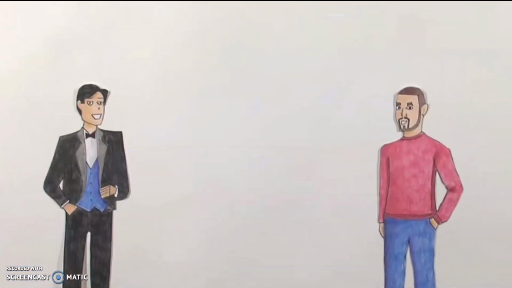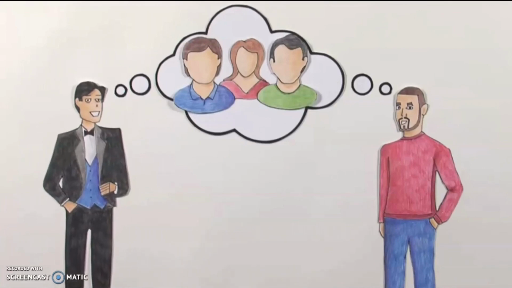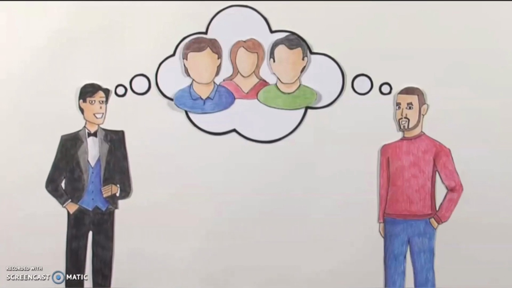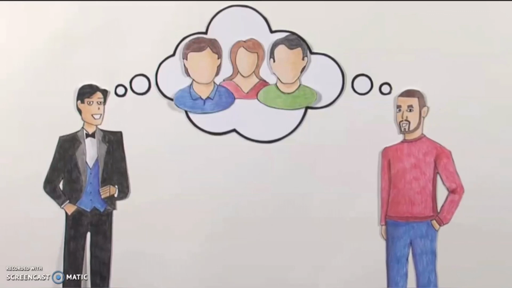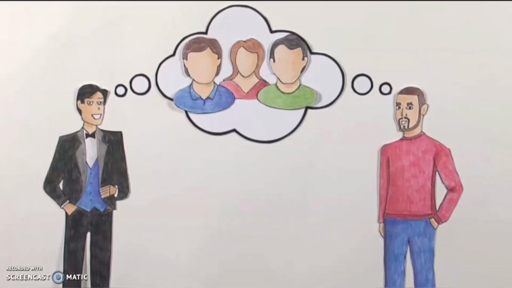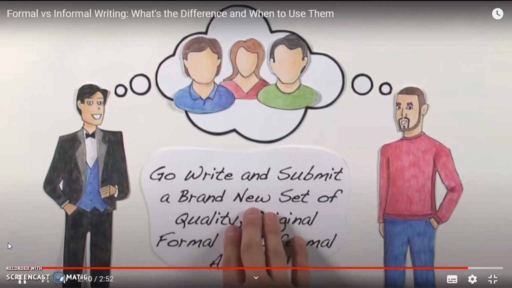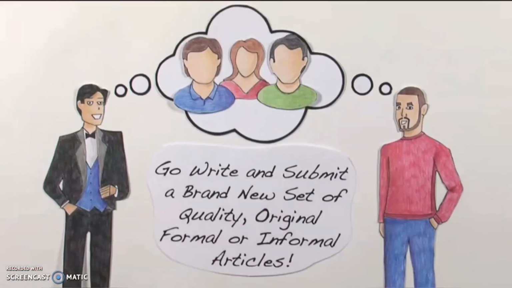As you can see, each style has its own merits, but their usage depends on the tone you're trying to set. Think about your audience and the topic of your article. Adopt a formal style when you're taking on a more serious, objective topic, and write informally when you're comfortable and familiar with your readers. In the end, you have to make the decision of which style of writing is best for your articles. It's in your hands now. So go write and submit a brand new set of quality, original, formal or informal articles.